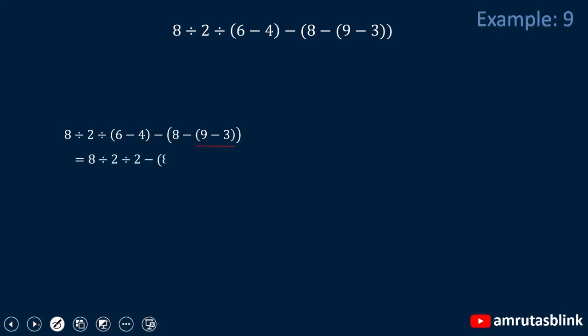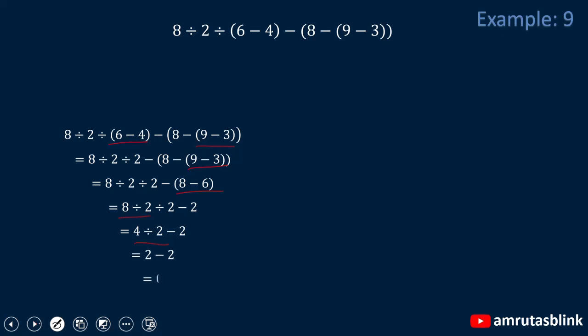So 8 ÷ 2 ÷, now this bracket I can solve simultaneously. So 8 ÷ 2 ÷ 2 − (8 − (9 − 3)). So this bracket we will solve, that is 8 ÷ 2 − (8 − 6), since 9 − 3 is 6. Now we need to solve this bracket. So 8 ÷ 2 − 2. So 8 ÷ 2 is 4 ÷ 2 − 2.